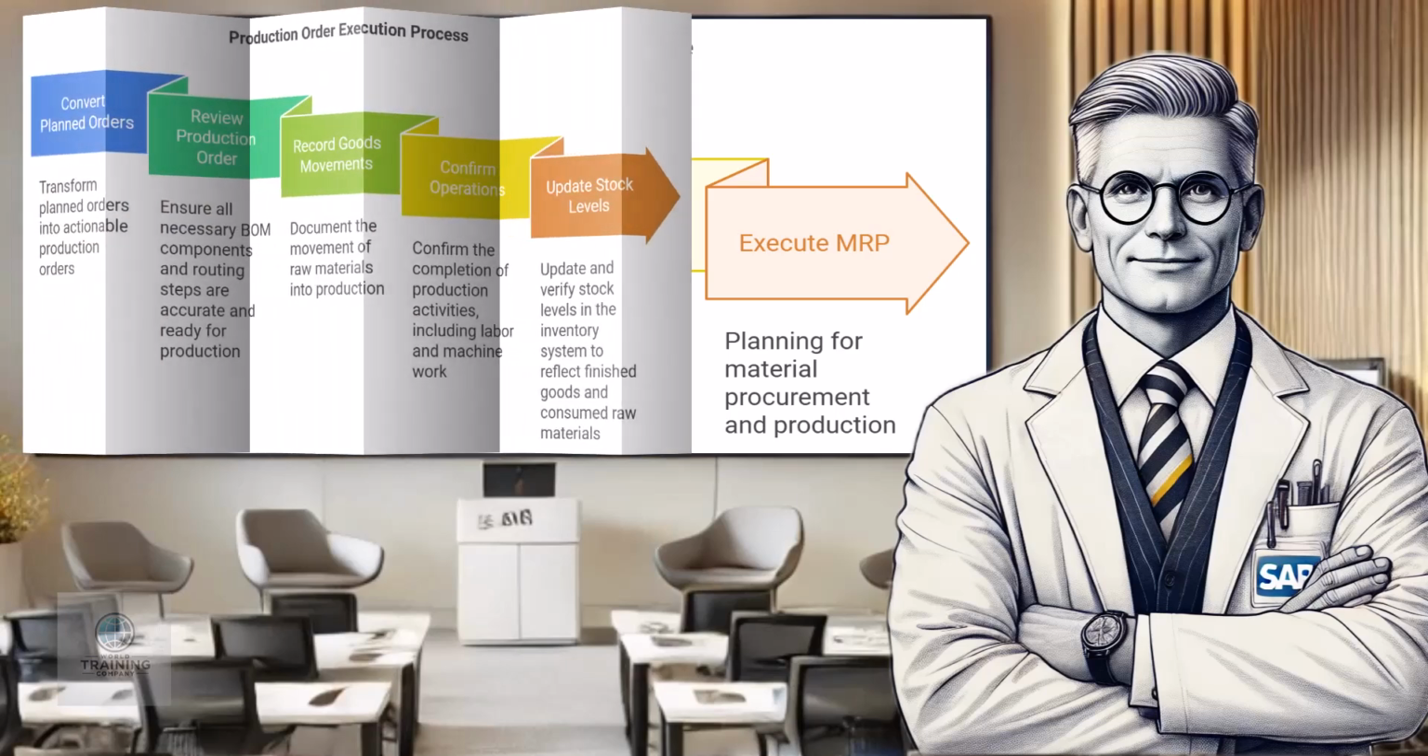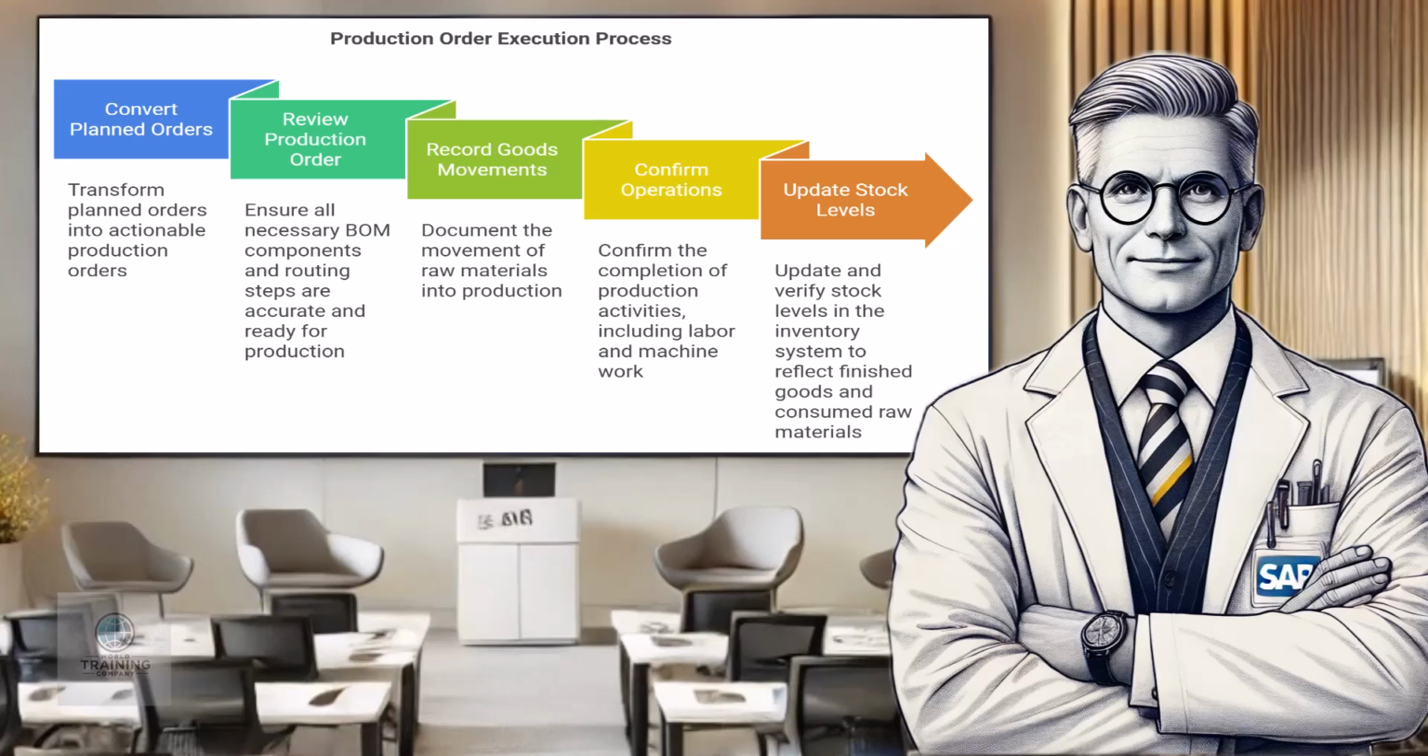In the execution phase, we turned plans into action. We transformed planned orders into actionable production orders, double-checked every detail, and moved raw materials into the production line with goods movements. We rolled up our sleeves and confirmed operations, seeing production activities come to life. And finally, we updated and verified stock levels, knowing the system now accurately reflects the fruits of our labor.